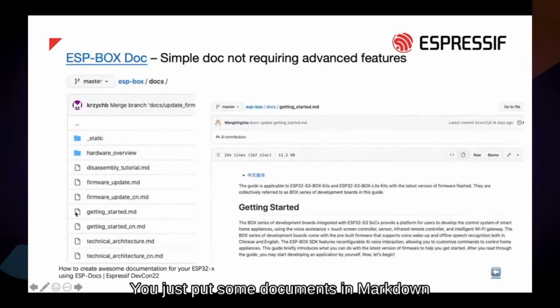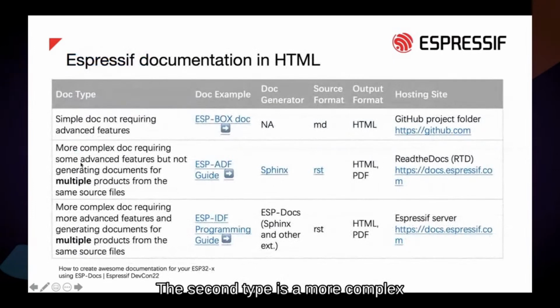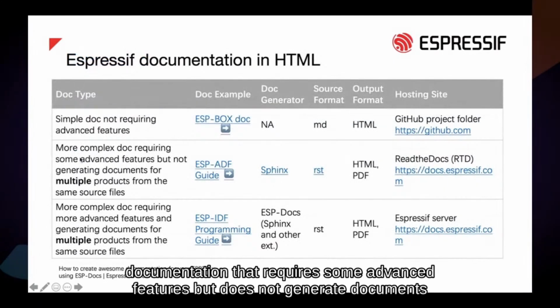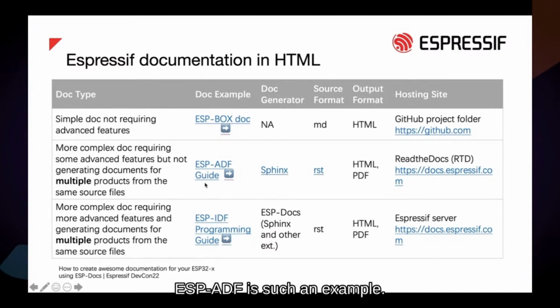You just put some documents in Markdown format into a folder, and then GitHub renders them for you into HTML. The second type is a more complex documentation that requires some advanced features, but does not generate documents for multiple products from the same source files. ESP-ADF is such an example.